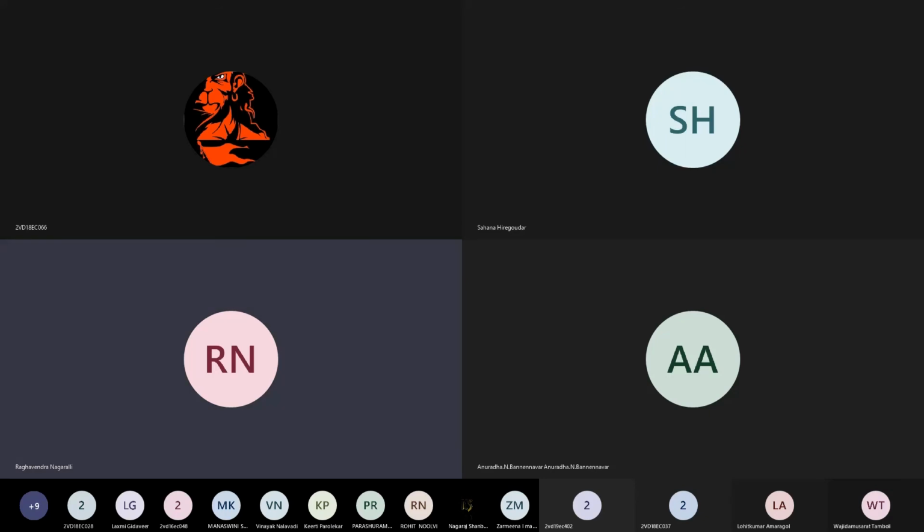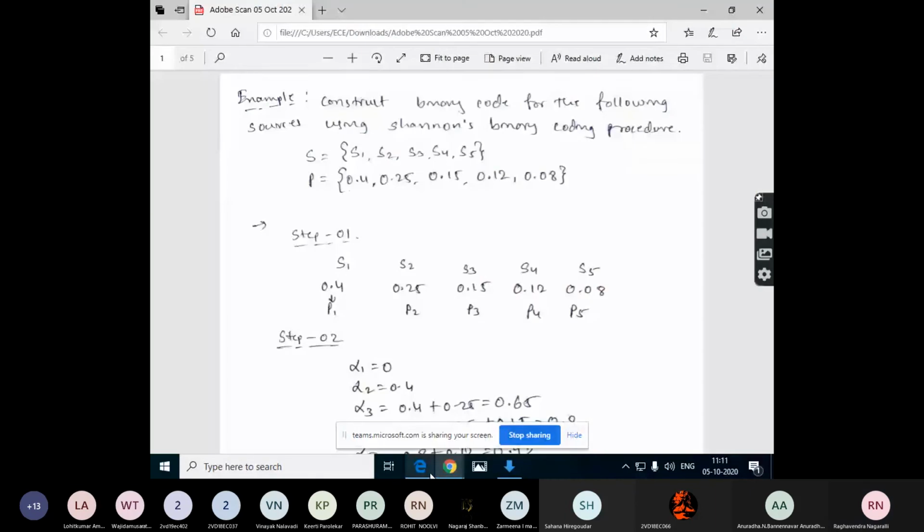So this is the example, first example of today's class. So write down this example, construct a binary code. Okay, I forgot to share the screen. Okay, is it visible now? Is the screen visible? Yes, sir. Everyone, is it visible? Yes, sir. Yes, sir. Okay, write down this question.